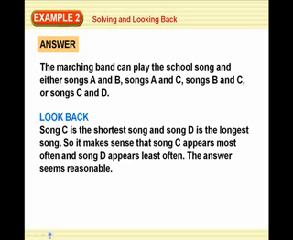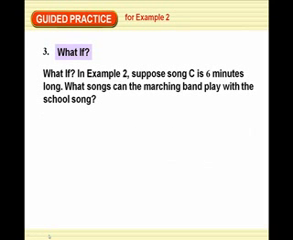Song C is the shortest song and D the longest song, so it makes sense that song C appears the most often and song D appears least often. So the answer seems reasonable. So what if, in example 2, suppose song C is 6 minutes long, what songs can the marching band play with the school song? So you look and see if it's 6 minutes long.